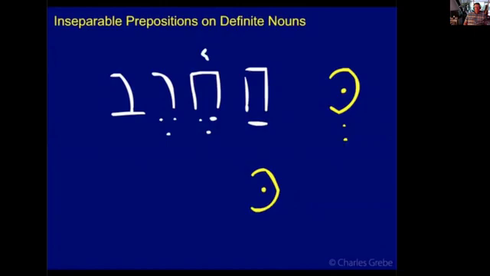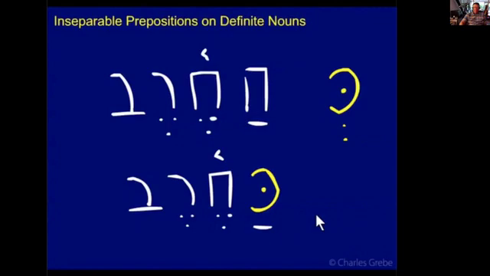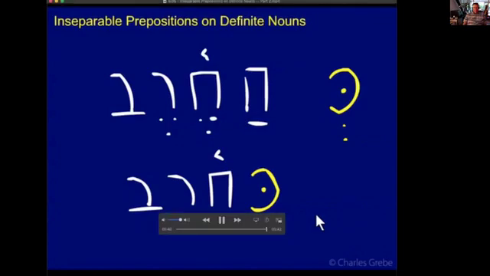And again, let's change our colors back to emphasize that nothing else is changing. This stays the same, and we have our implied doubling. Right? No dagesh there because implied doubling. Ha-cherev becomes ka-cherev. So in short, the rules are the same. Don't change anything except for the consonants when you add b, l, or k to a noun that has a definite article.